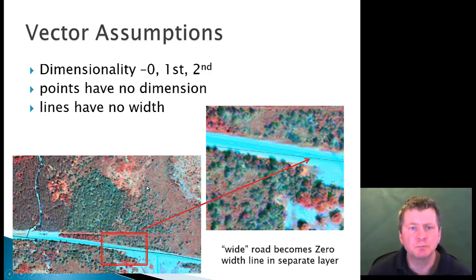So with vectors, one of the things that you become aware of is that a point doesn't have any dimensions, and lines don't have any width. A good example here is that we have aerial photography which shows a road through here, and we've got a line on top of it, so the line identifies the road and the aerial photography identifies the road. So as we zoom in, you can see that the wide road actually has a zero width line.